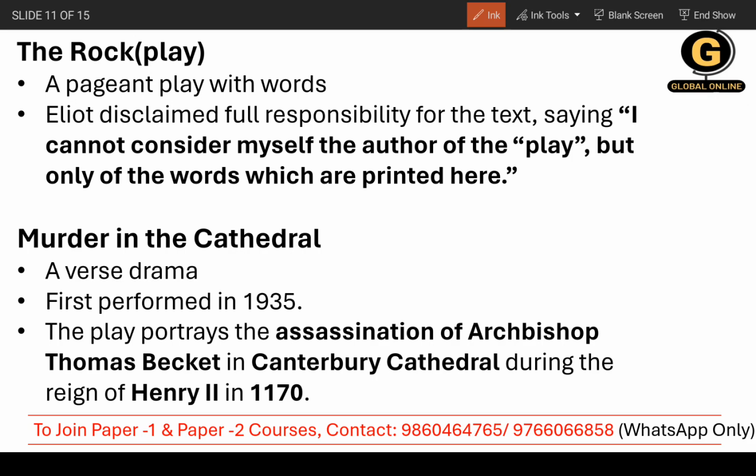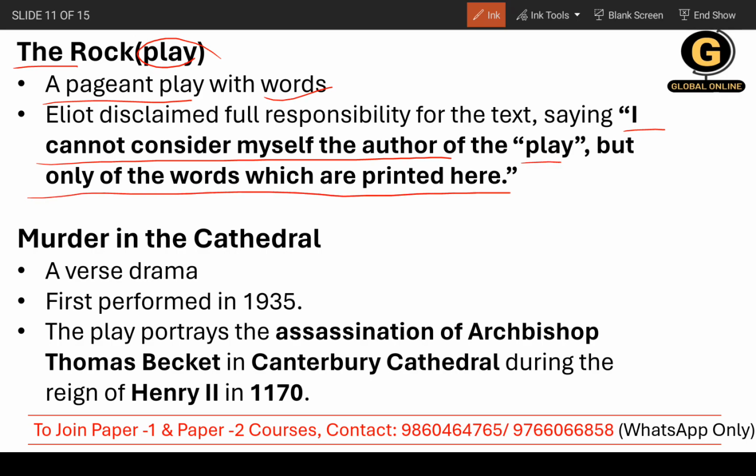Then the next one is The Rock. It's a play, but a different kind of play, a pageant play with words. And about this, a quotation is very famous, where Eliot disclaimed full responsibility for the text and said, I cannot consider myself the author of the play, but only of the words which are printed here.